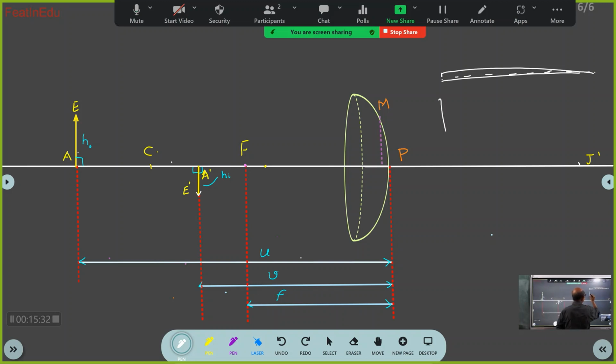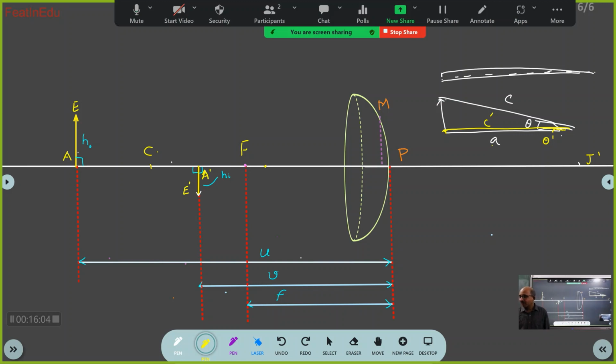See, now if I keep the object like this, then this length is C, this length is A, and this angle is theta. Now, instead of considering this big object, if I consider a very, very small object, and now draw a line from here, this theta dash is very, very small. If I say this is C dash, now for all practical purposes, A is equal to C dash. Understood? Yes, sir. So we are idealizing the condition. What is the condition? That AE is a very small object.